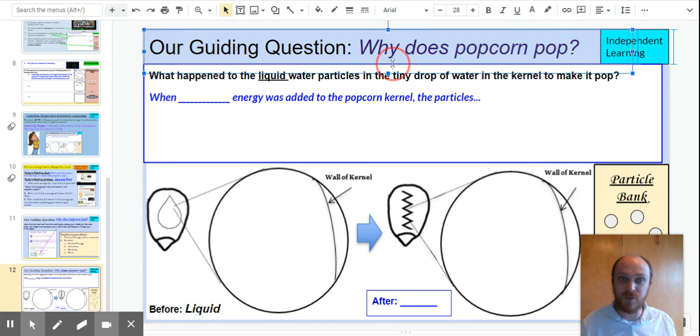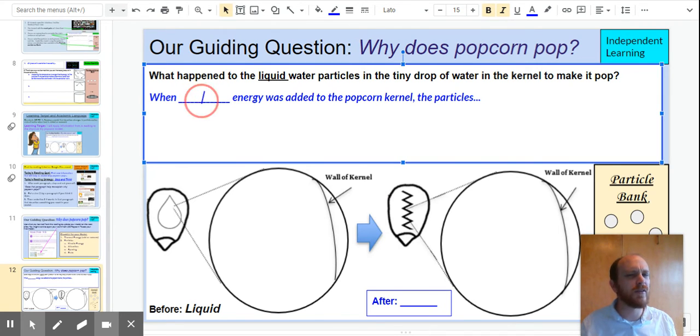Based on the reading, you found some new information. And so the question here now is, what happened to the liquid water particles in the tiny drop of water in the kernel to make it pop? So you're writing one explanation for why it pops here. The sentence starter I'm giving you says, when blank energy, what kind of energy? What should this word be? Was added to the popcorn kernel, the particles started doing what?